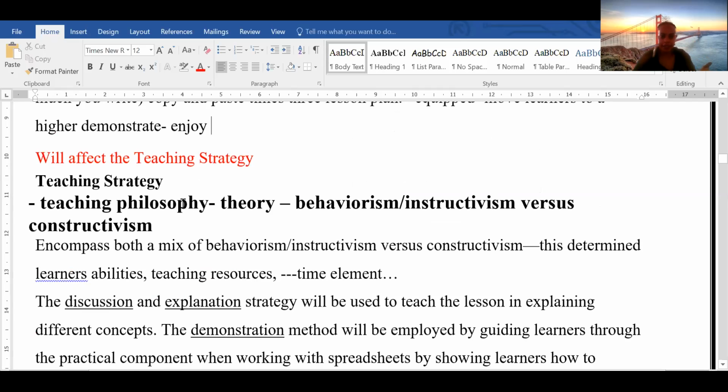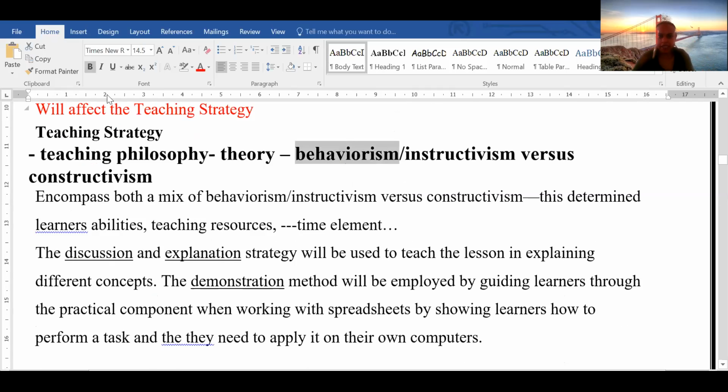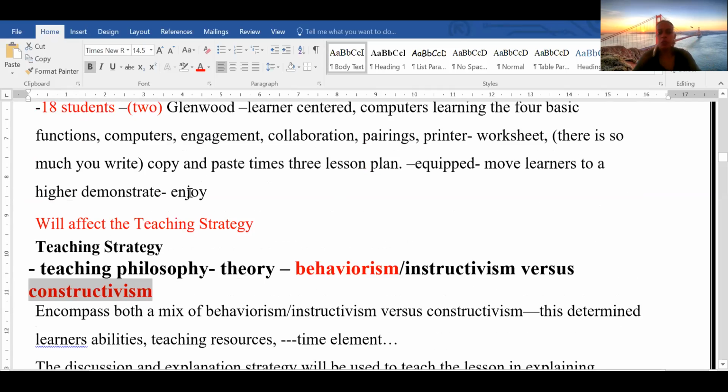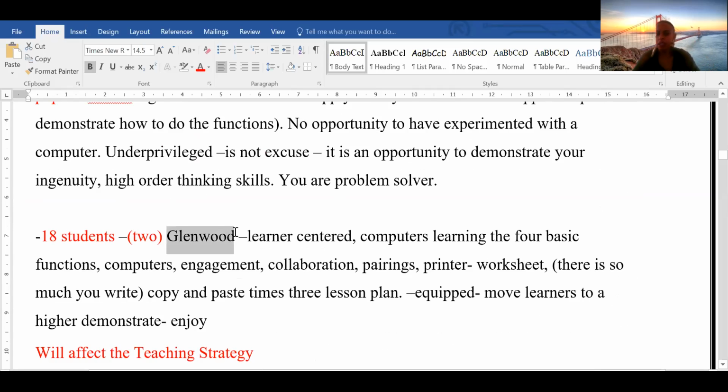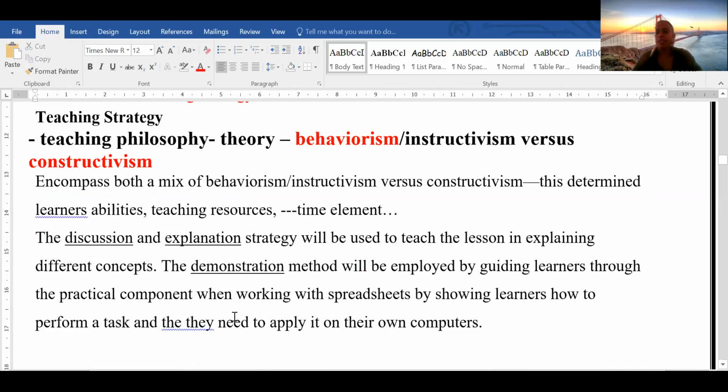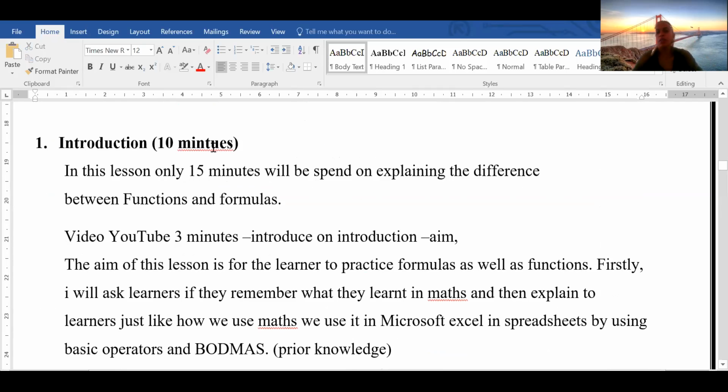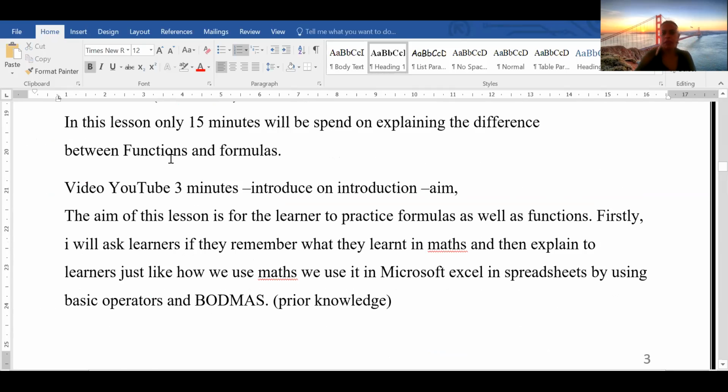Okay, then the teaching strategy, we have talked about behaviorism versus constructivism. I've talked about behaviorism being more teacher-centered because of so many factors. And that does not mean that you cannot use behaviorism. You can use a combination, because behaviorism will help us in introducing the lesson. So here is a 10 minutes lesson, but these students decided to use a 15-minute lesson.